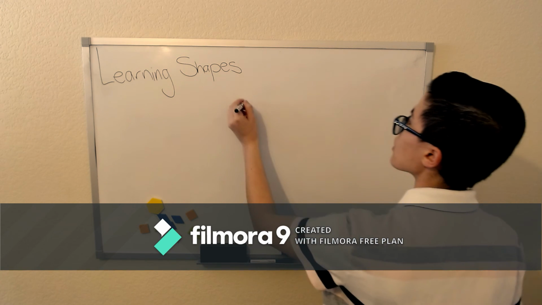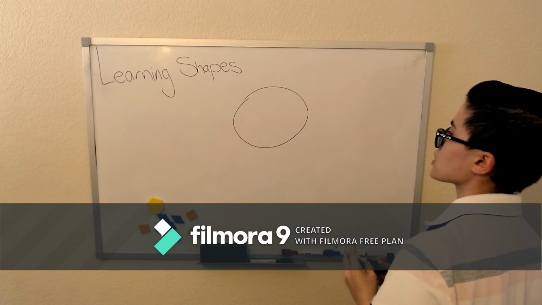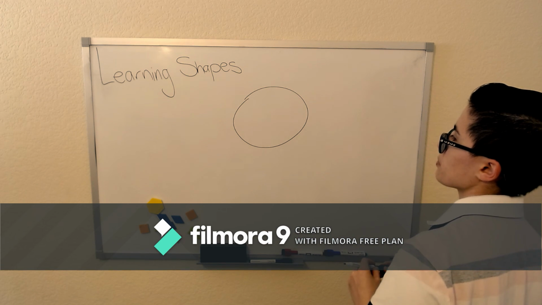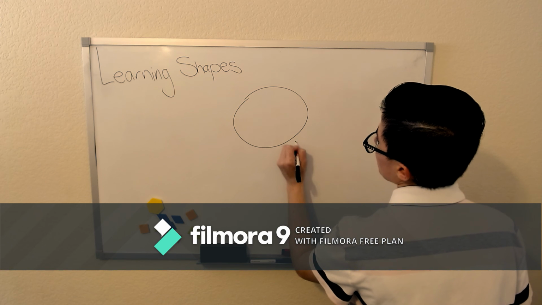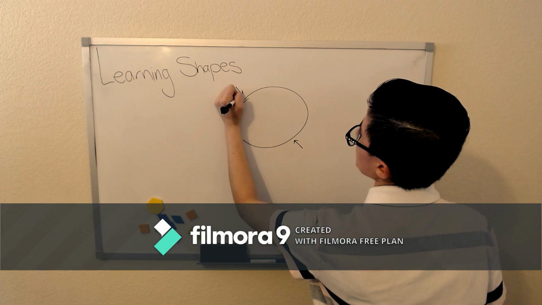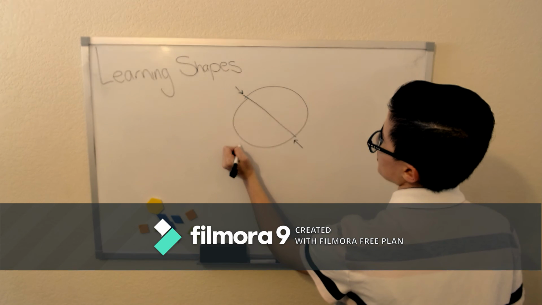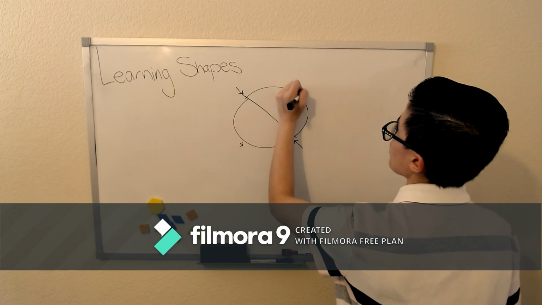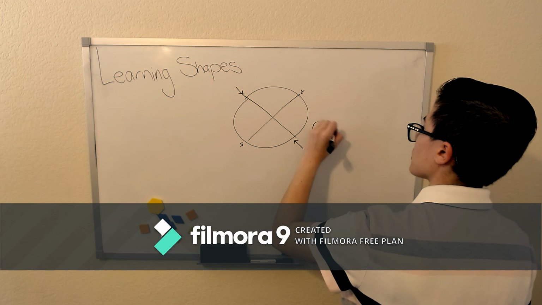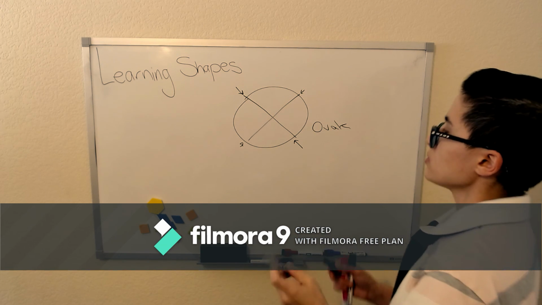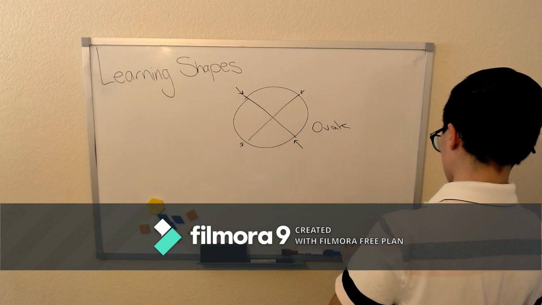Now, would this be a circle or an oval? It's hard to tell, but these sides here have a longer distance apart than these sides here do, which would make it an oval. And this will be on your worksheet, which is why I'm showing you.